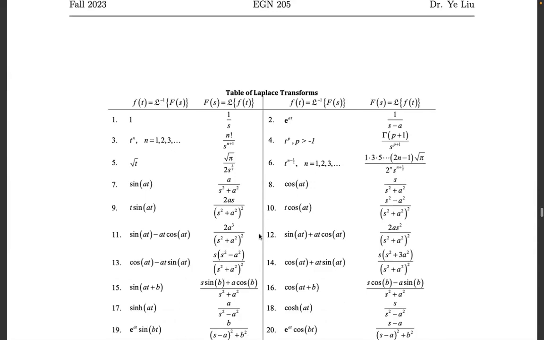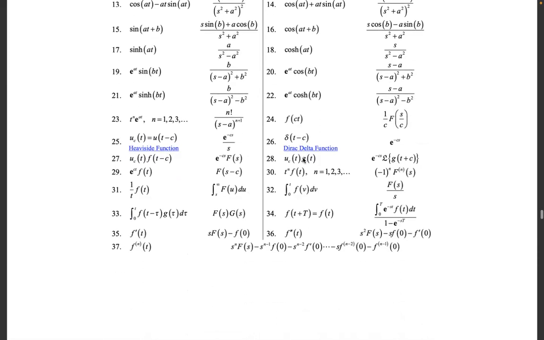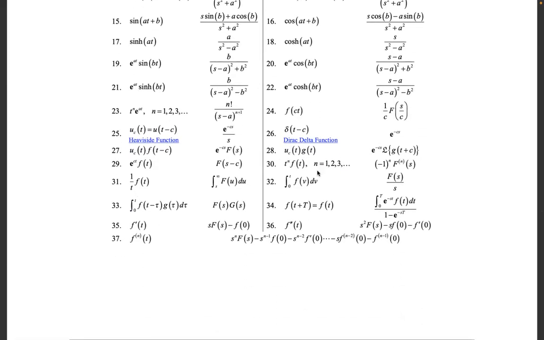This table shows some of the functions' Laplace transforms. For example, we talked about this before: 1 gives 1 over s. Sin at, where a is a constant, gives a over s squared plus a squared. Cosine at gives s over s squared plus a squared. e to the at gives 1 over s minus a. These are some useful functions for the Laplace transform.